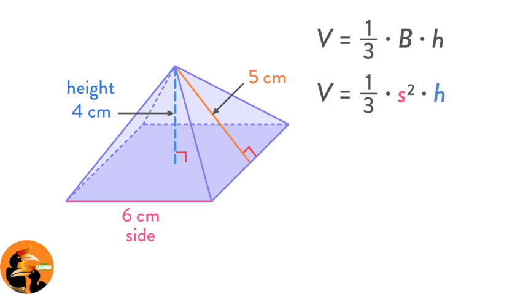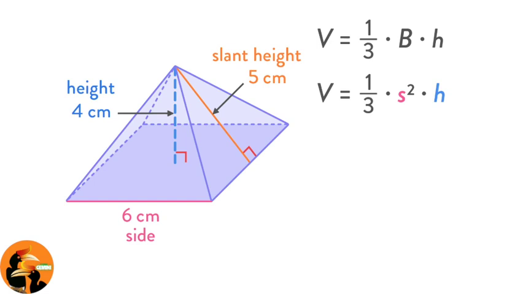The height of a pyramid is the perpendicular distance from the base to the vertex, where the triangular faces meet. Note that the height of the pyramid is not the same as the height of one of the triangular faces. That's called the slant height. And we don't want the slant height. We want to use the height, which is 4 centimeters.